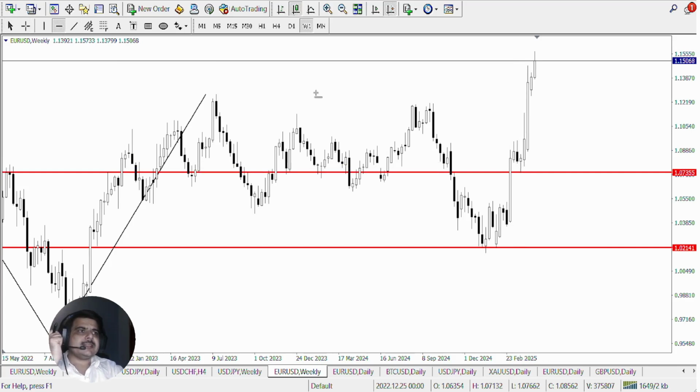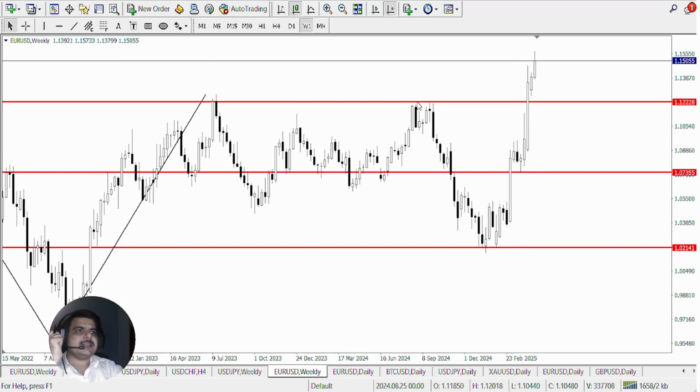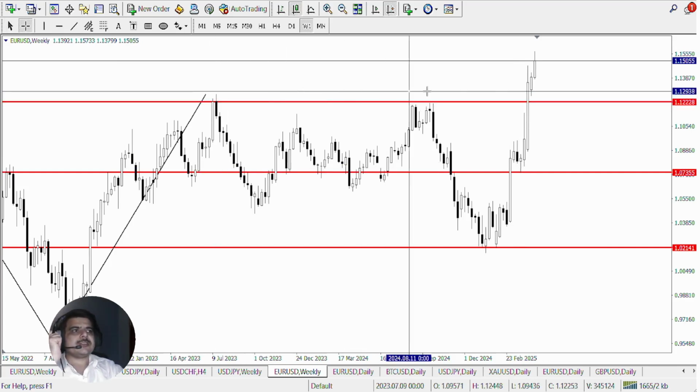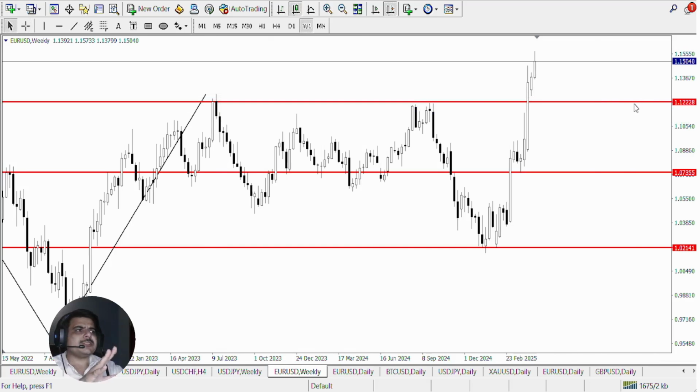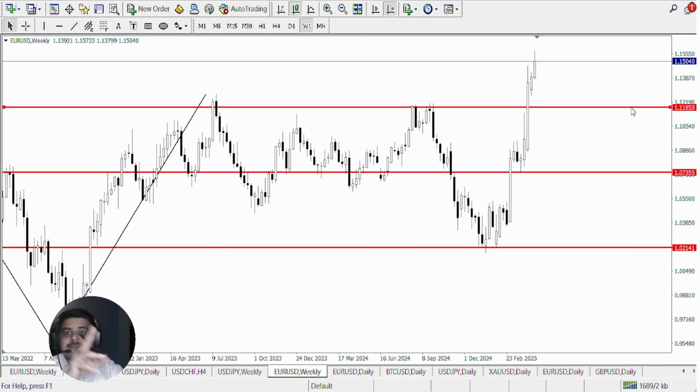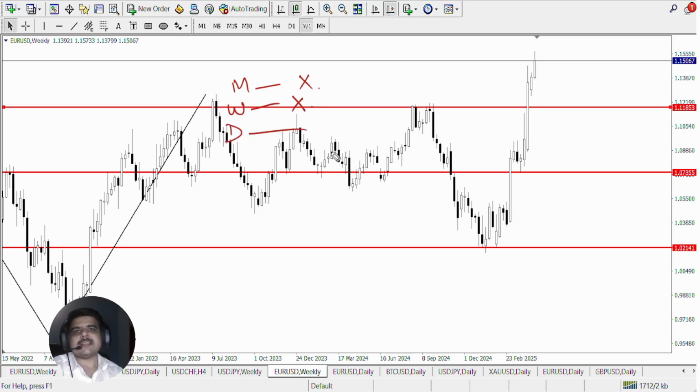And what other thing I will need is, I will need this break of structure right here near around 1.12228 approximately. I will be refining this level a little bit on the daily time frame. So on the monthly time frame, no setup at the moment. On the weekly there is no setup at the moment. On the daily, let's have a look at it.